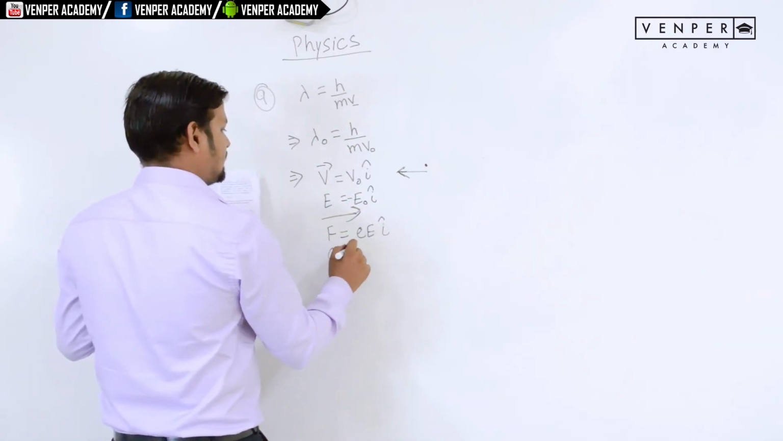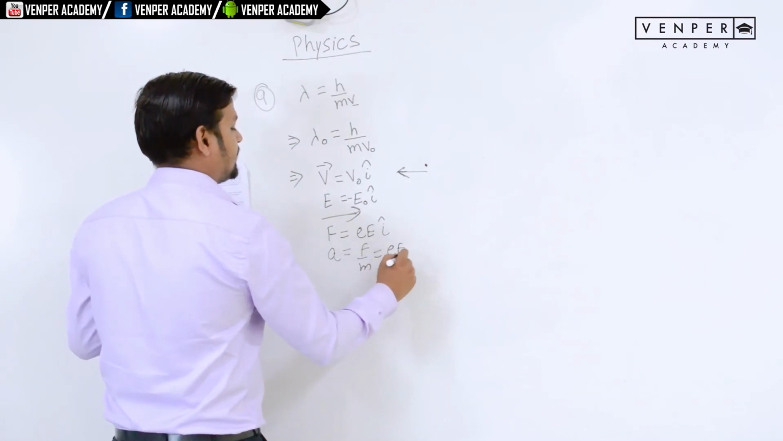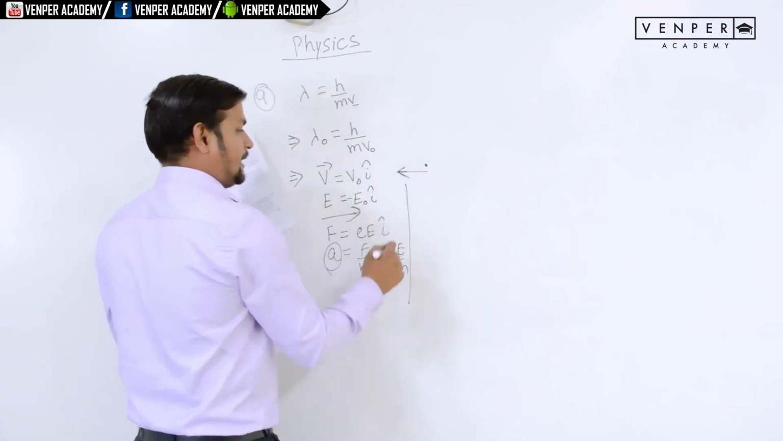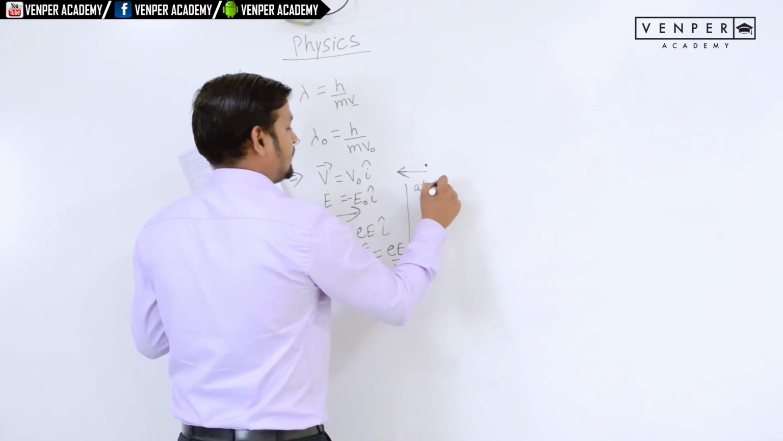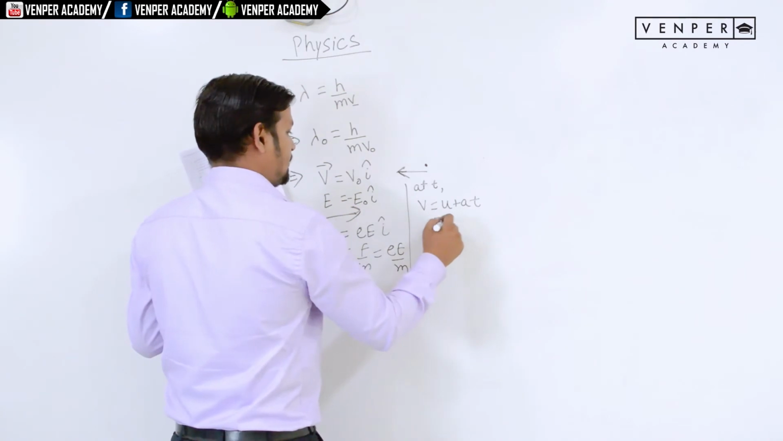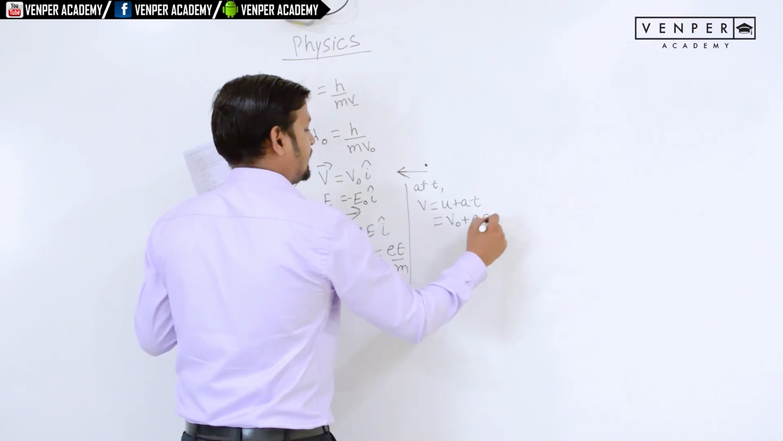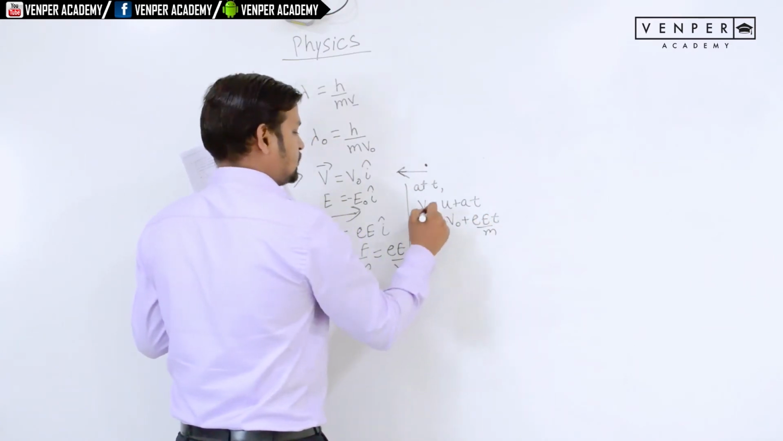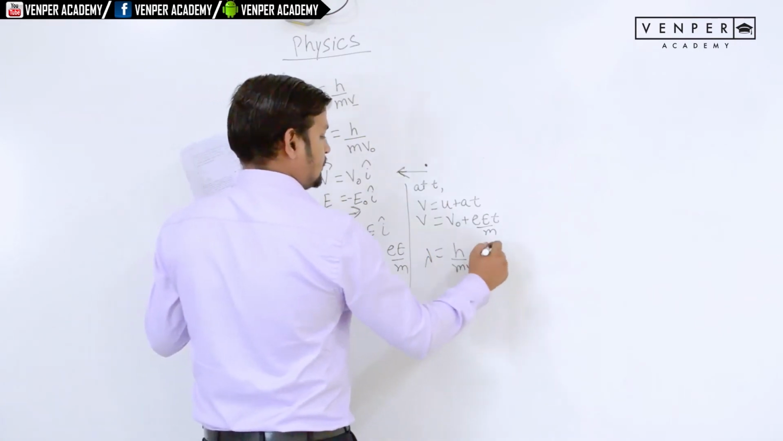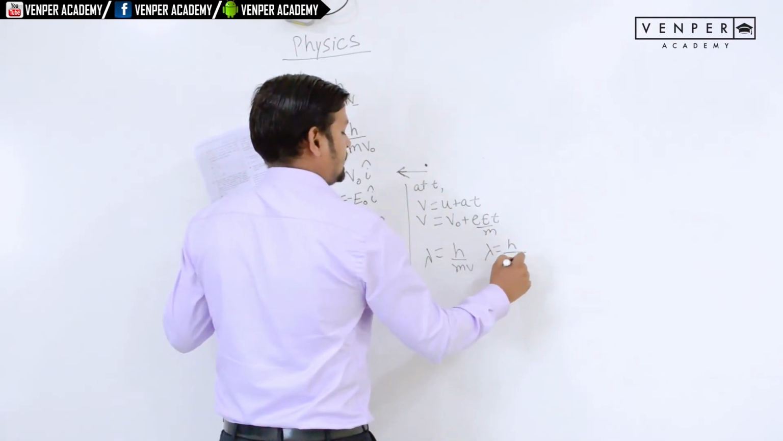Clear? Acceleration is equal to force upon mass, so eE by m. Once acceleration is known, at time t, v will be equal to, we know that v is equal to u plus at, so it will be equal to v naught plus eEt by m. Clear? This is your v, and lambda is equal to h upon mv, so lambda will be equal to h upon m, v is this value.